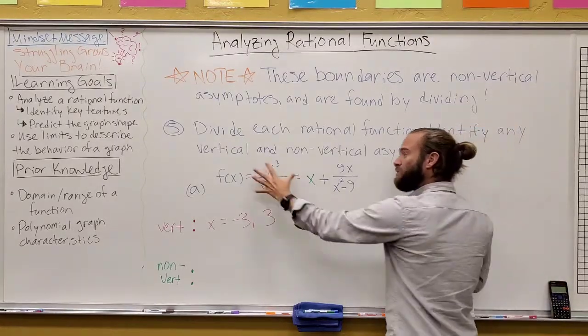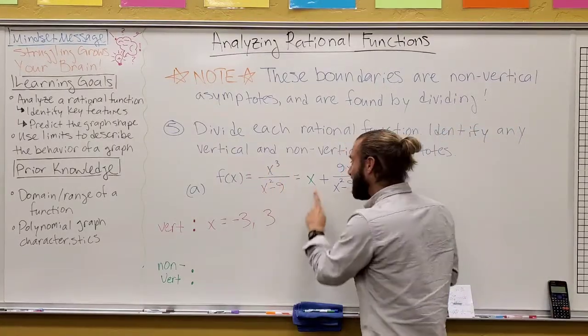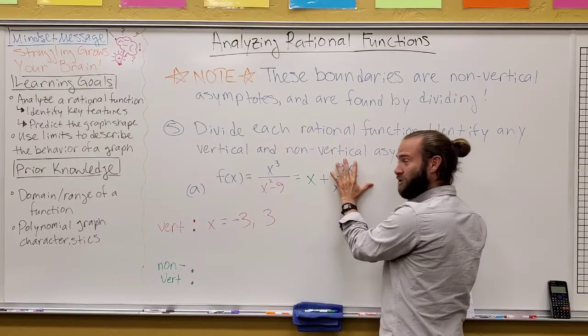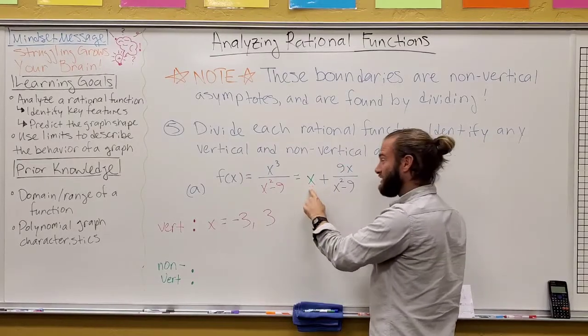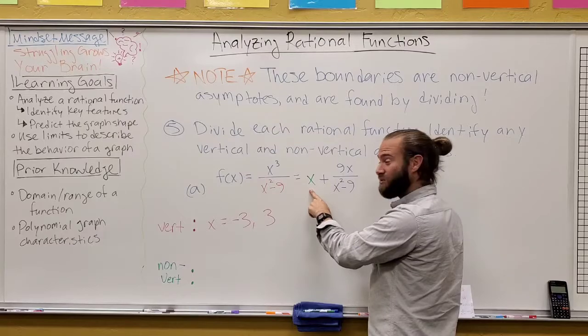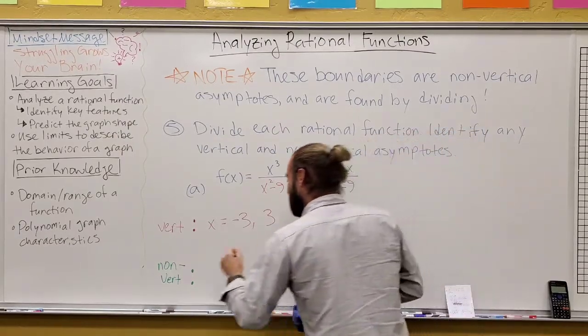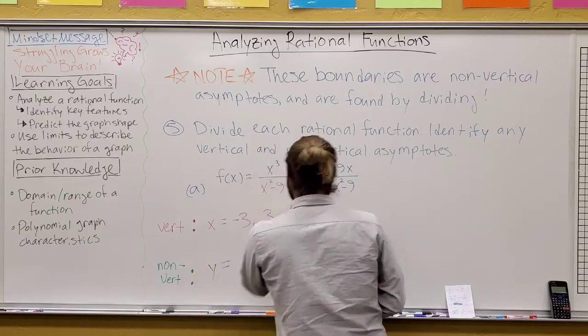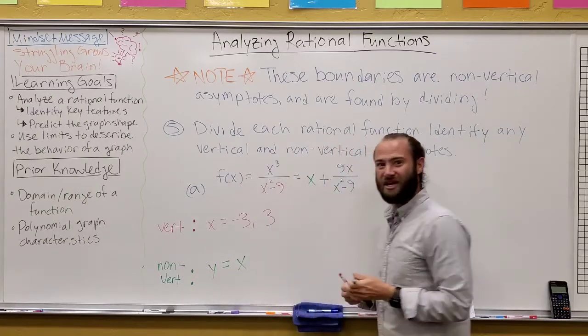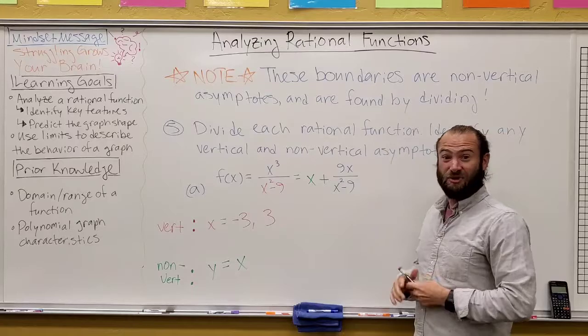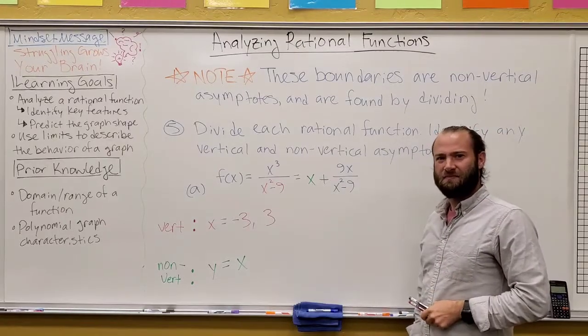But once we do the dividing, here's the crazy thing. The quotient, so if you ignore the remainder, that quotient that you get when you do the dividing actually forms the non-vertical asymptote. So my non-vertical asymptote is the equation y equals x. That's really cool. Let's take a look at part B.